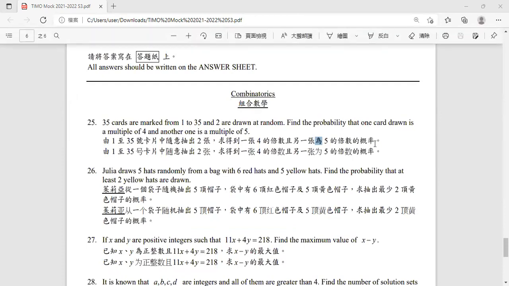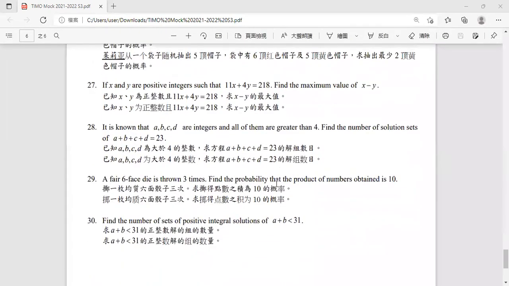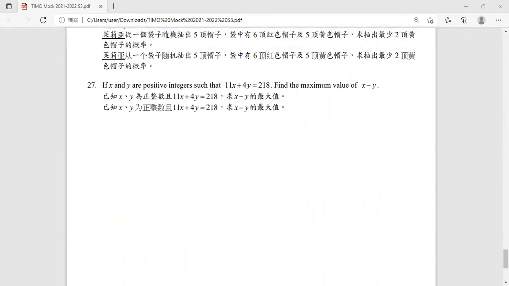Oh, wait. Okay. I finished. I will repeat 25 after 27. And now let's see. Maximize x and minimize y.